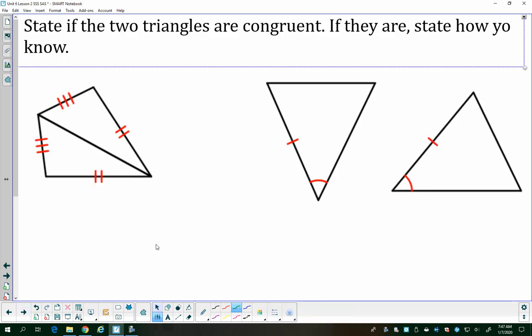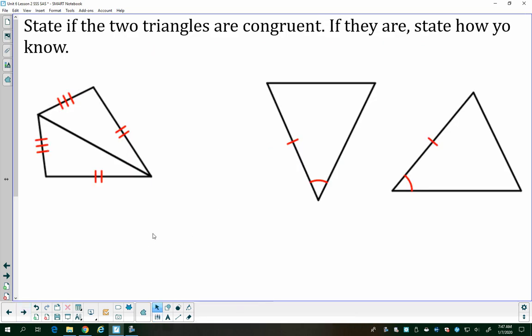So let's put these methods to the test. Let's decide if the two triangles in each figure are congruent. And then if they are congruent, let's say if it's congruent by side-side-side or side-angle-side.